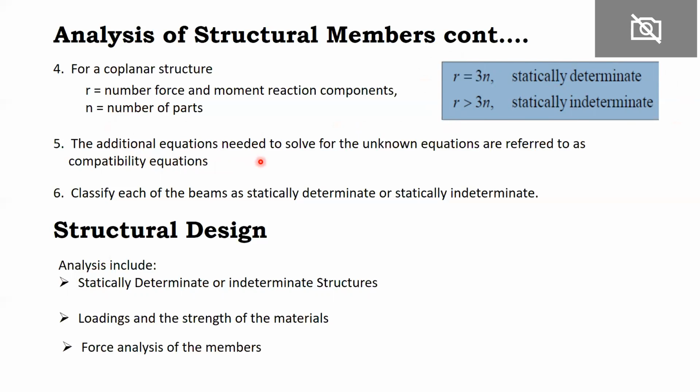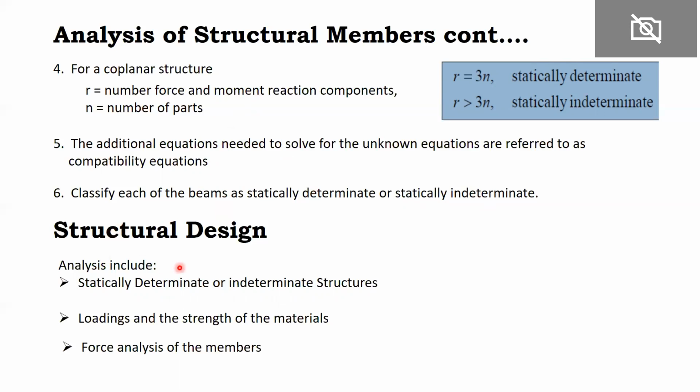The additional equations needed to solve the unknowns are referred to as compatibility equations. We have already dealt with such equations, compatibility equations. Why are they required? To solve the unknowns. So classify each of the beams as statically determinate or statically indeterminate. This procedure we have to follow.